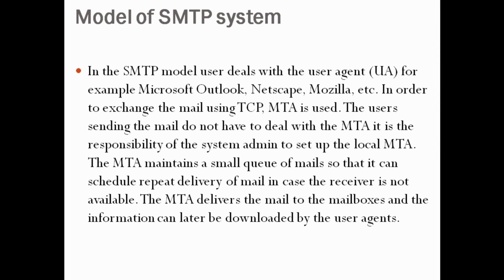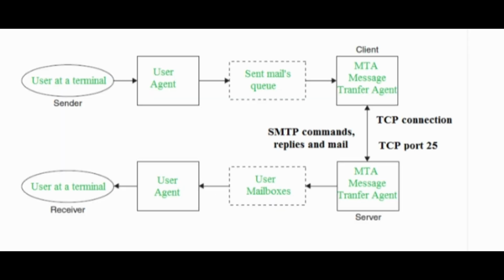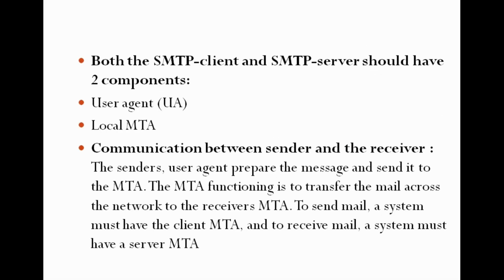Both the SMTP client and SMTP server should have two components: user agent, UA, and local MTA. Communication between sender and the receiver: the sender's user agent prepares the message and sends it to the MTA. The MTA's function is to transfer the mail across the network to the receiver's MTA. To send mail, a system must have the client MTA, and to receive mail, a system must have a server MTA.